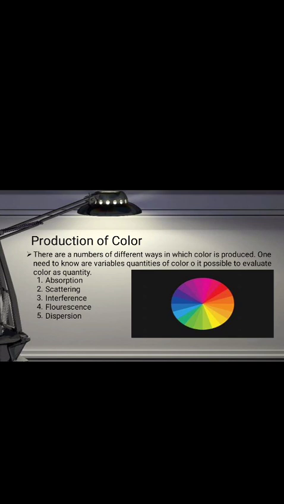First, we have absorption. The color of most ordinary objects is due to the fact that they do not absorb the same amount of light at each wavelength. Number 2 is scattering. The color of the blue sky is due to the scattering of light by the atmosphere. Number 3, interference. Color can also be produced by interference of light.